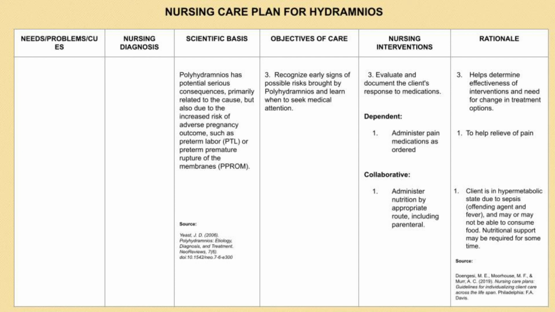Next, the dependent nursing interventions. We need to administer pain medications as ordered. For the rationale, it helps to relieve pain. And lastly, the collaborative nursing intervention, we need to administer nutrition by appropriate route, including parenteral. For the rationale, the client is in a hypermetabolic state due to sepsis and may or may not be able to consume food. Nutritional support may be required for some time.